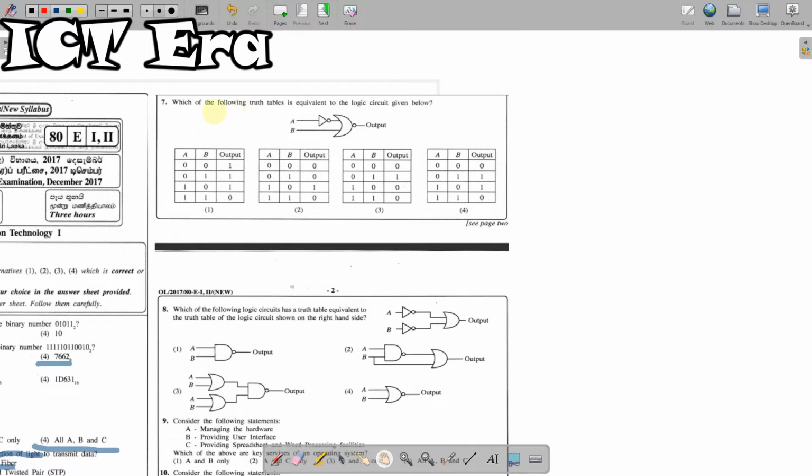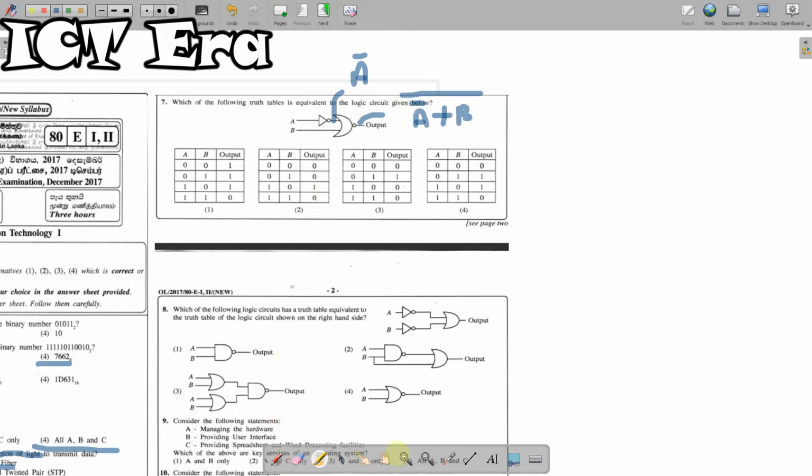Seventh one: which of the following truth tables is equivalent to the logic circuit given below? So in here, A is connected to a NOT gate, so it should be A bar. Then the A and B wires are connected to a NOR gate, so the output should be A bar plus B, whole thing bar.